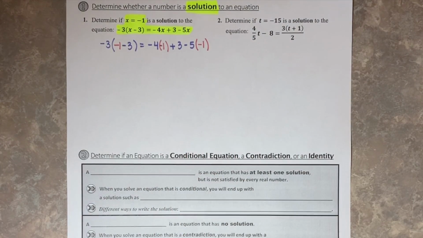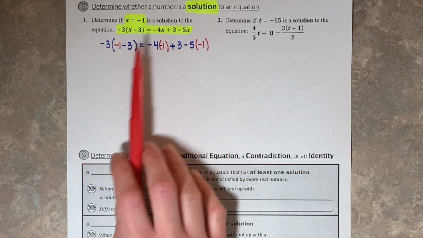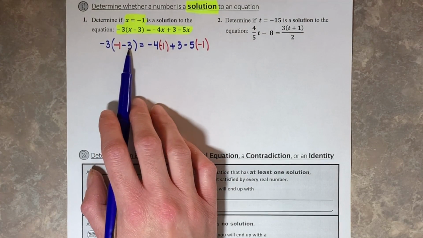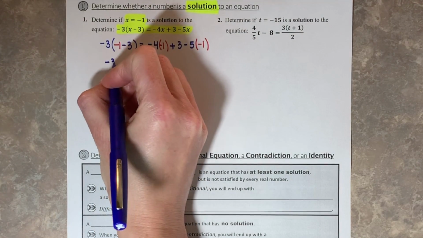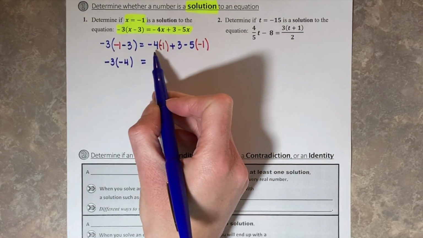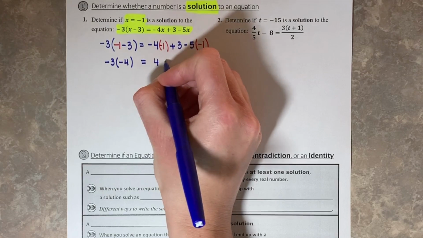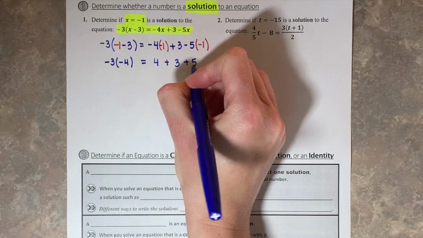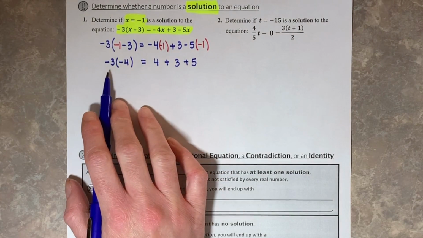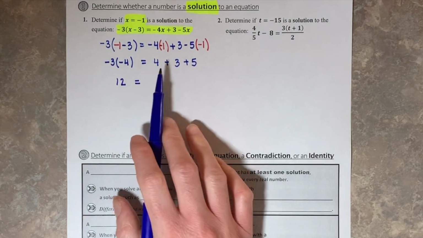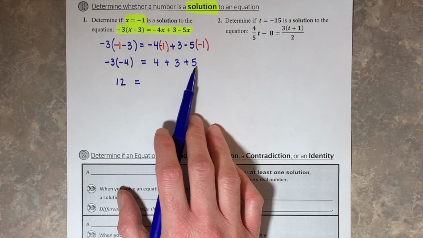So let's check. Wherever I see x in our equation, I've plugged in -1. Let's go ahead and compute the left and the right side of our equation. -1 minus 3 will give us a -4, so we're left with -3 times -4. Over here, this will leave us with a +4 plus 3, and -5 times -1 will give us a +5. On the left, -3 times -4 will give us a +12, and on the right, 4 plus 3 plus 5 will give us 12.